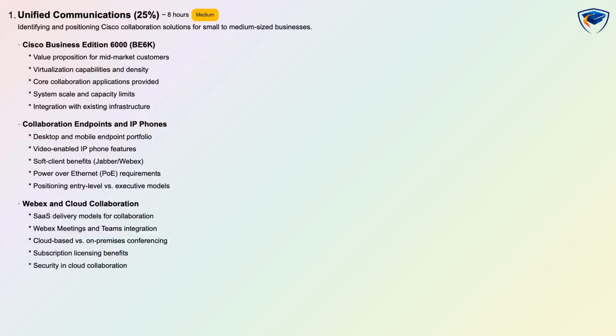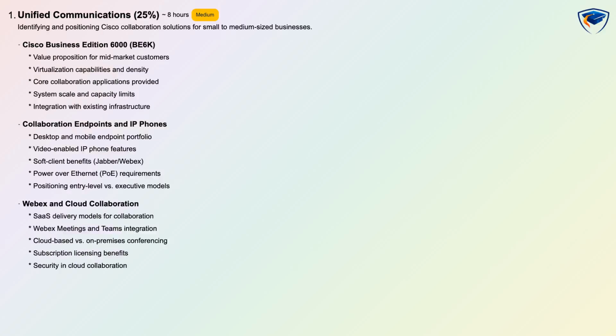Unified Communications is 25% of the exam and focuses on identifying and positioning Cisco collaboration solutions for small to medium-sized businesses, with medium difficulty and about 8 hours of study recommended. You will learn the value proposition of Cisco Business Edition 6000, including virtualization capabilities, system scale and how core collaboration applications map to mid-market needs.